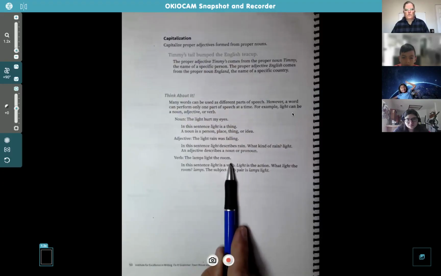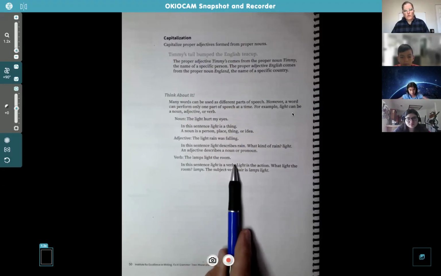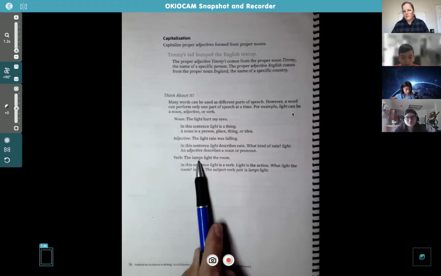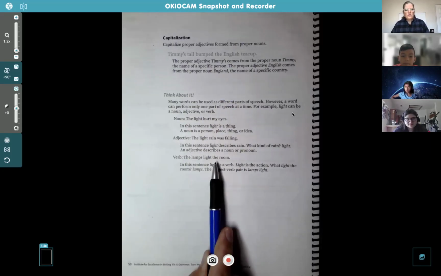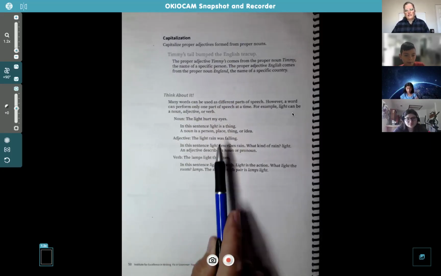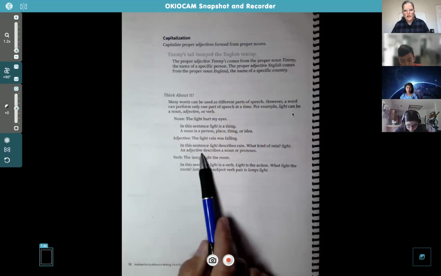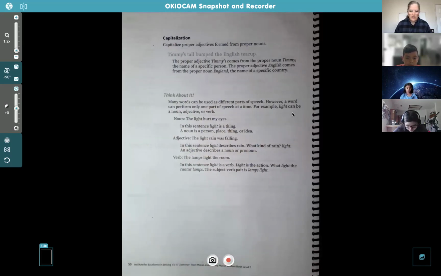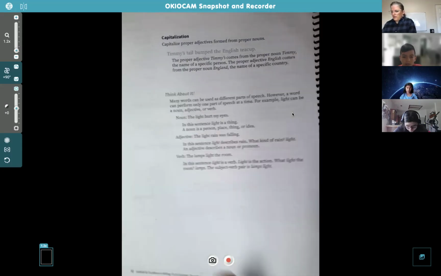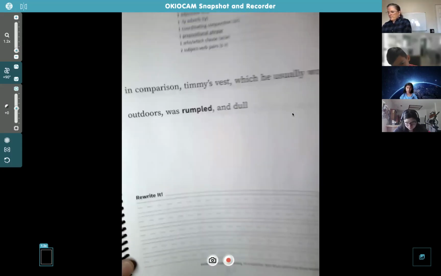And here it is as a verb. The lamps light the room. It's what they're doing. The lamps are lighting the room. So isn't that interesting? It's the same word, light, but different functions depending on how it's used in the sentence. They just want you to think about that. All right, let's go on here.